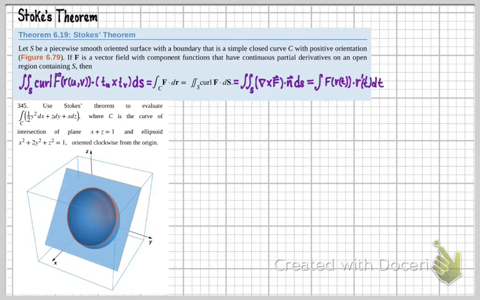Number 345, which is down here. Use Stokes' theorem to evaluate the integral of 1/2 y squared dx + z dy + x dz, where C is the curve of the intersection of the plane x + z = 1 and the ellipsoid x squared + 2y squared + z squared = 1, oriented clockwise from the origin.